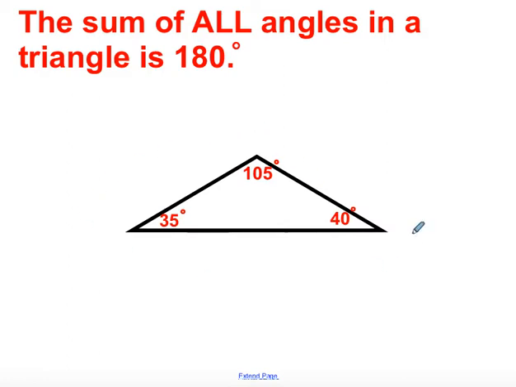So if we were to look at this one, we would say, all right, I know that the sum of all angles in a triangle is 180. So if I have one that's 105, one that's 35, one that's 40, well, this 105 tells me that I have an obtuse triangle because that angle is over 90 degrees.